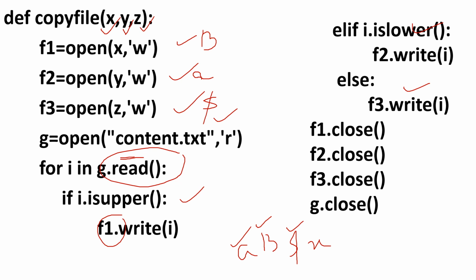Now after this again the x will be picked, and is it upper? No. Lower? Yes. So again the x will get copied, or we will write the x into the file opened with the f2 object. After completing the process, close all the files. This is the solution for the question.